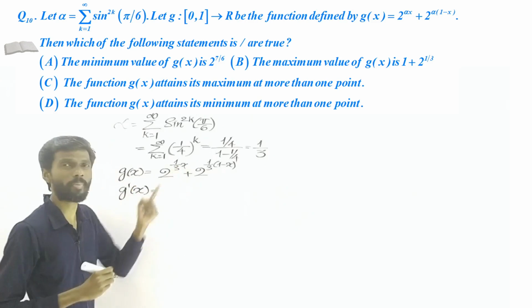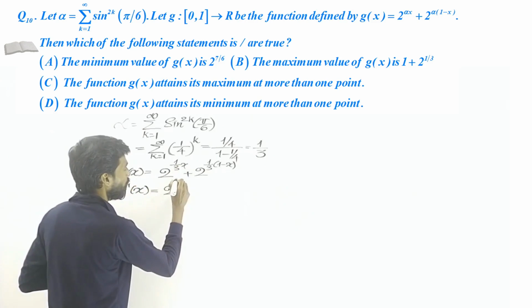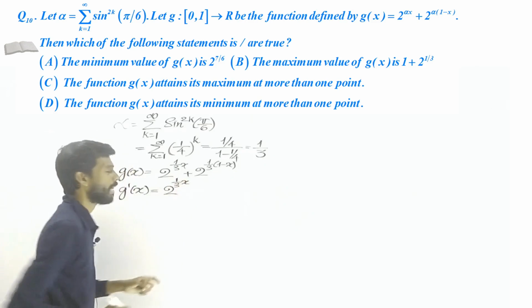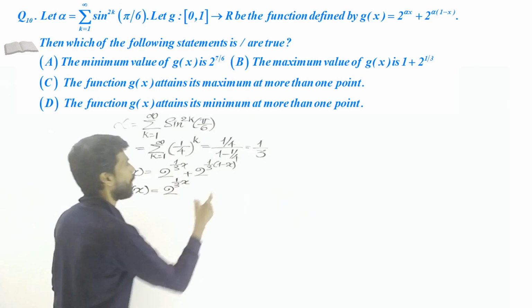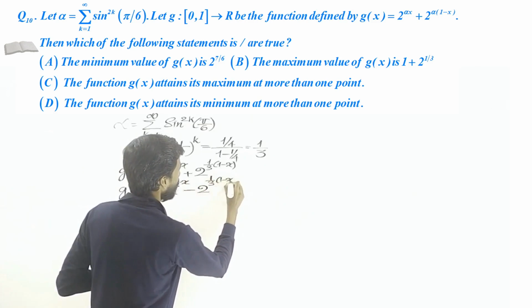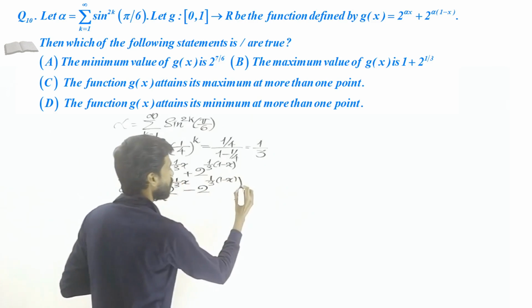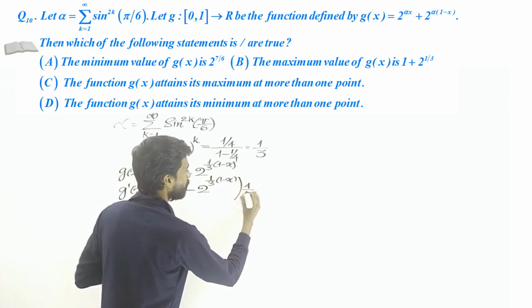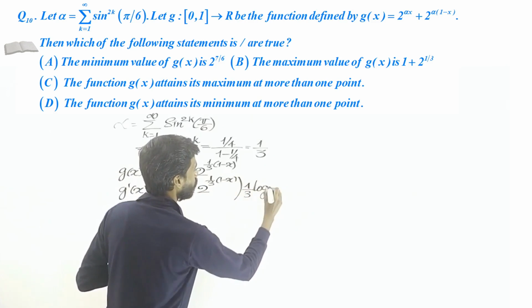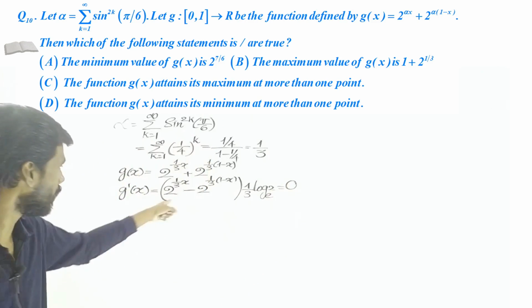So 2 to the power, a to the power x derivative is what? A to the power x log a. So 2 to the power 1 by 3x and 1 by 3 log 2. So that we can multiply later. So here minus 2 to the power 1 by 3, 1 minus x, right? Minus because of this minus x. And then multiply by 1 by 3 log 2. Okay, so that is the derivative. We have to equate the derivative to 0. So let us equate the derivative to 0.